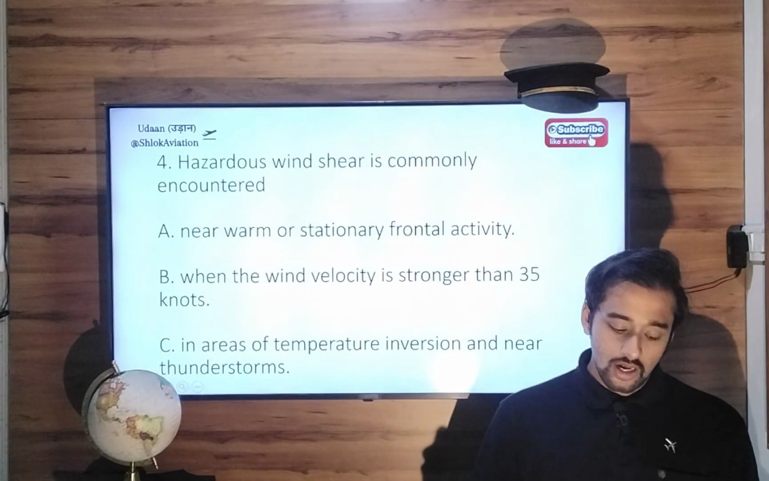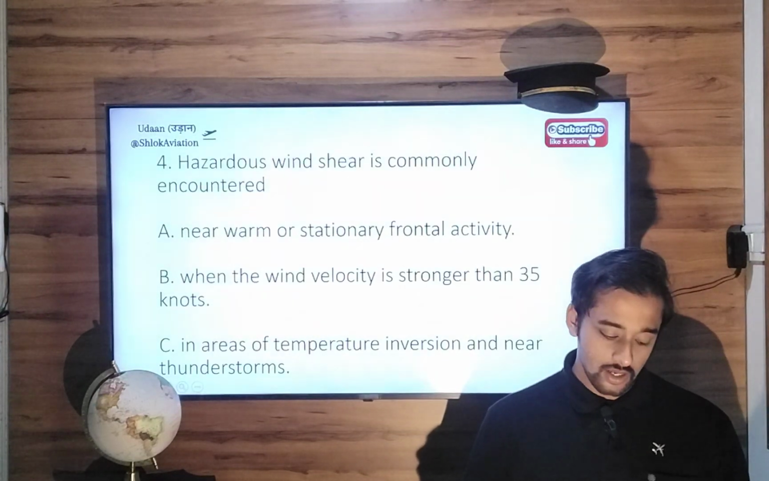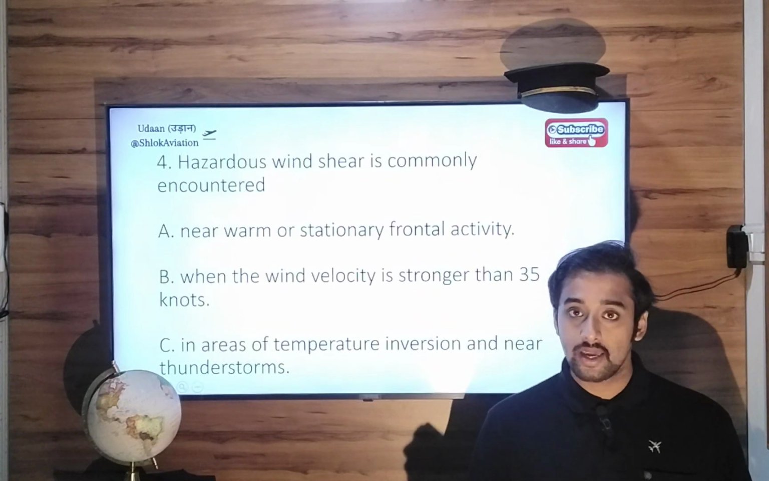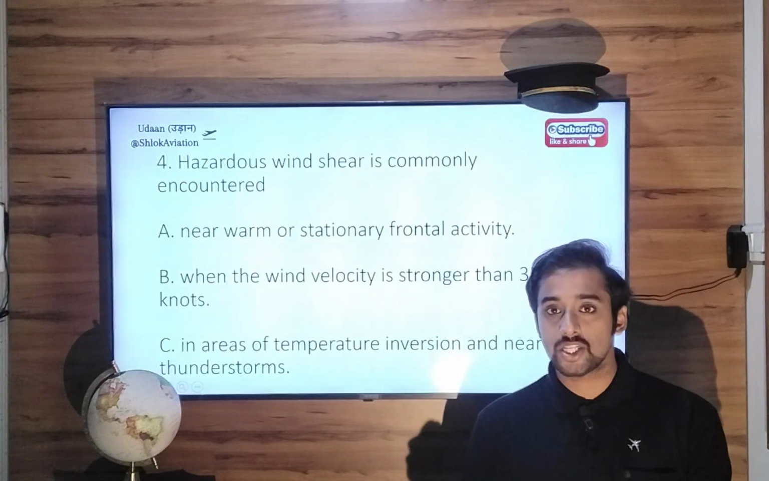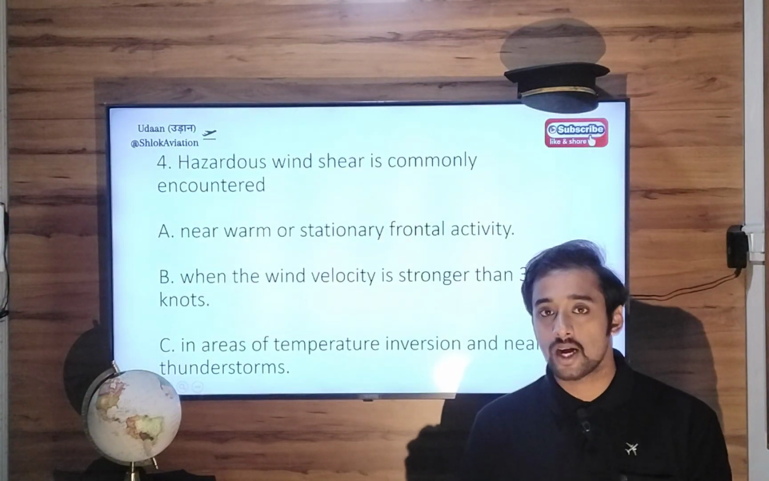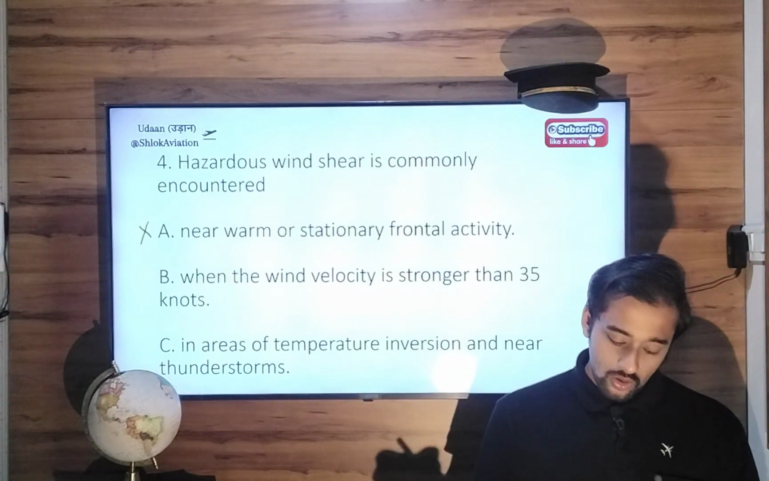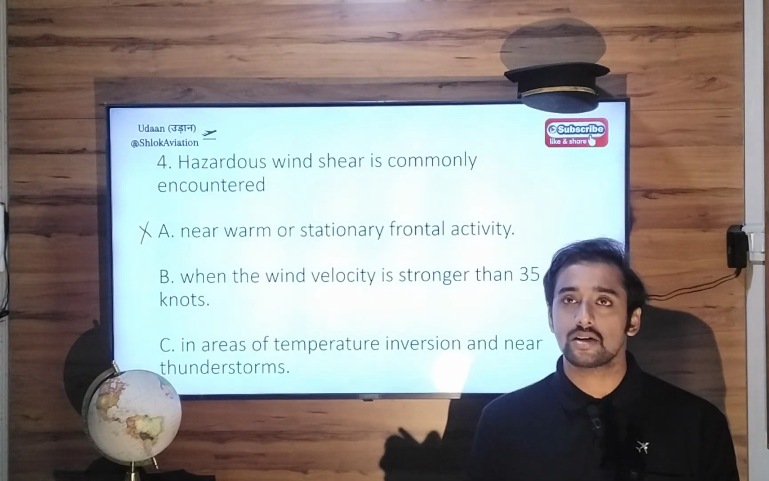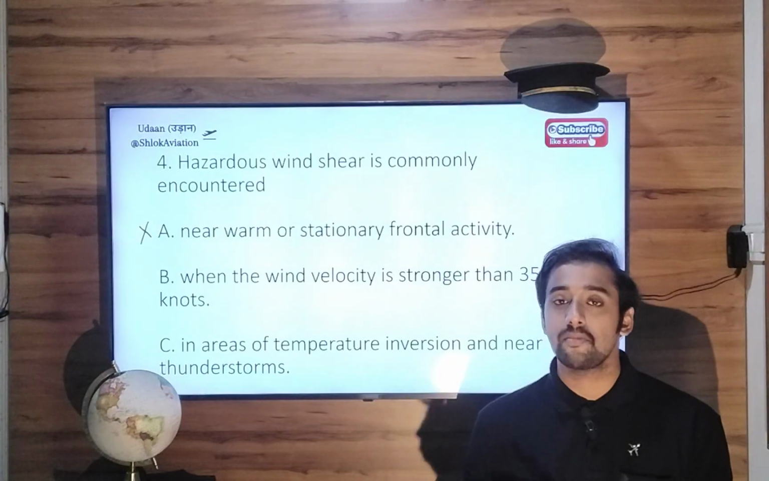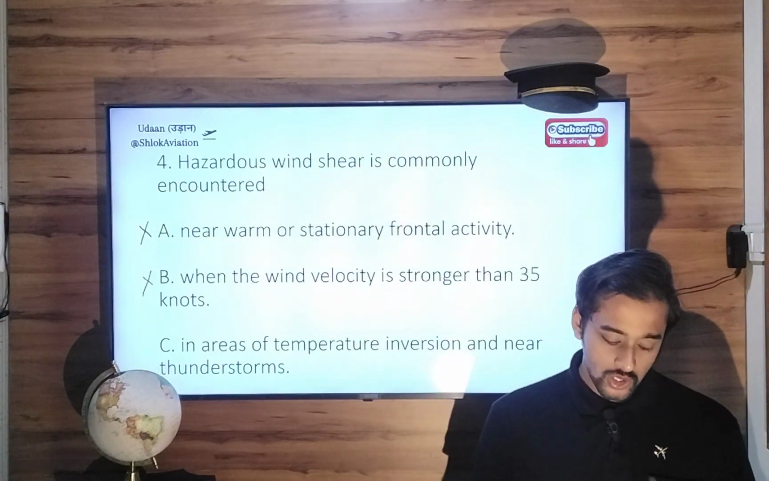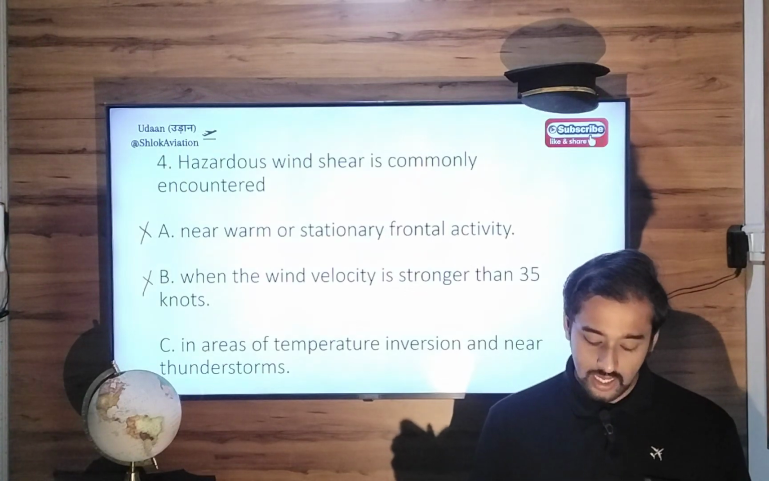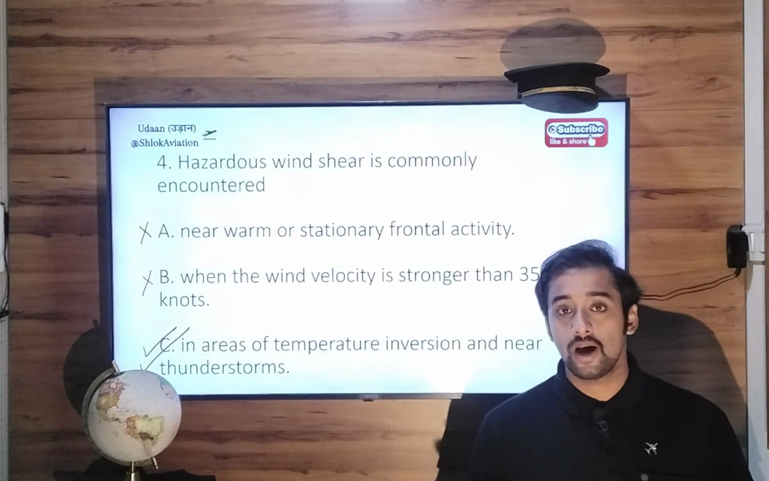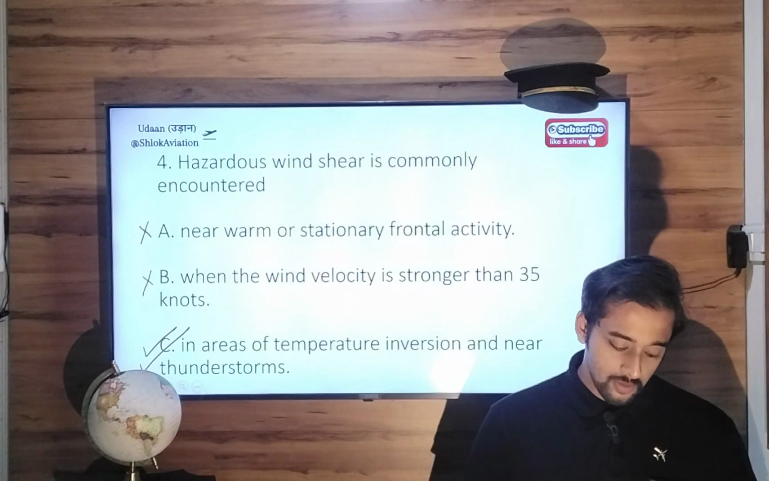Next, hazardous wind shear is commonly encountered where? So hazardous wind shear near warm or stationary frontal activity. So near warm or stationary fronts, you do have wind shear, but they are not hazardous in nature. So option A is wrong. When the wind velocity is stronger than 35 knots. Just having a wind speed of more than 35 knots doesn't make it a wind shear. So option Bravo is also wrong. In areas of temperature inversion and thunderstorms. So that is right. So in areas of temperature inversion and thunderstorm, you have hazardous wind shears. So you have to be careful.